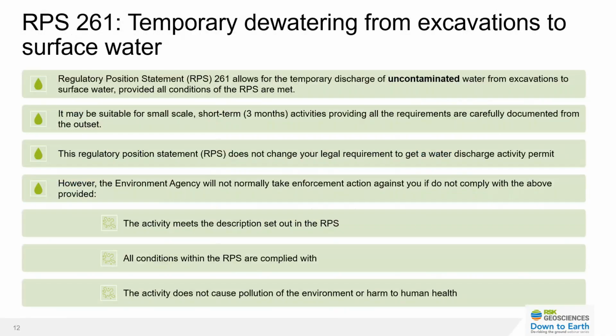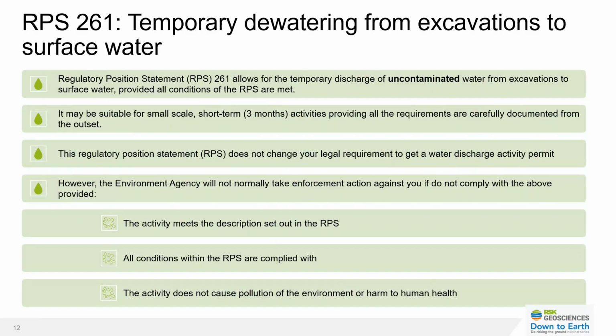So a bit more of an overview on RPS 261. As shown in bold, it relates to discharge of uncontaminated water. So there's an implication there that there will be a level of sampling and testing that needs to be evidenced to prove that the water that's being discharged is uncontaminated. Generally, it is for small scale short-term activities.